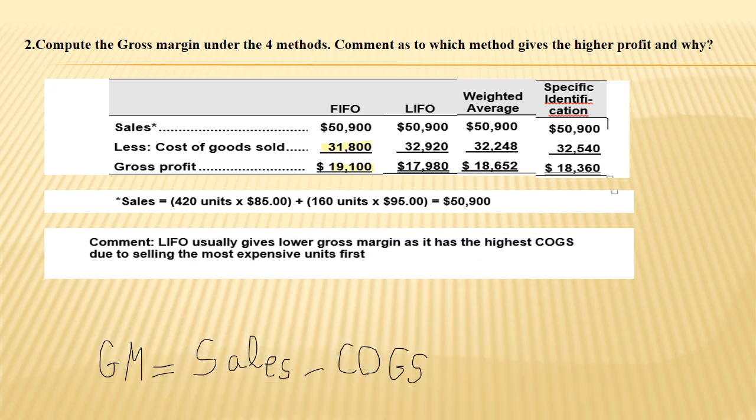So I can comment here that LIFO is the method that gives us the lowest gross margin, as it will yield the highest COGS, as you can see here, $32,920. Why? Due to selling the most expensive units first, last in, first out. The last units I bought now will be of the highest prices, since we are in a period of rising prices. The prices are increasing. So this will give us the highest COGS and automatically the lowest gross margin. Okay.